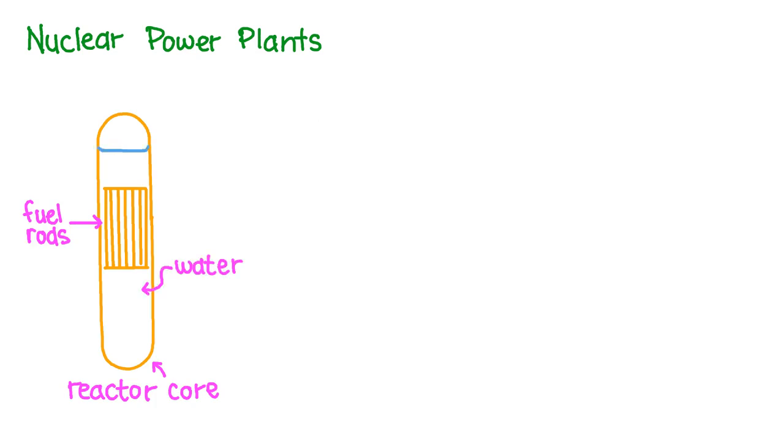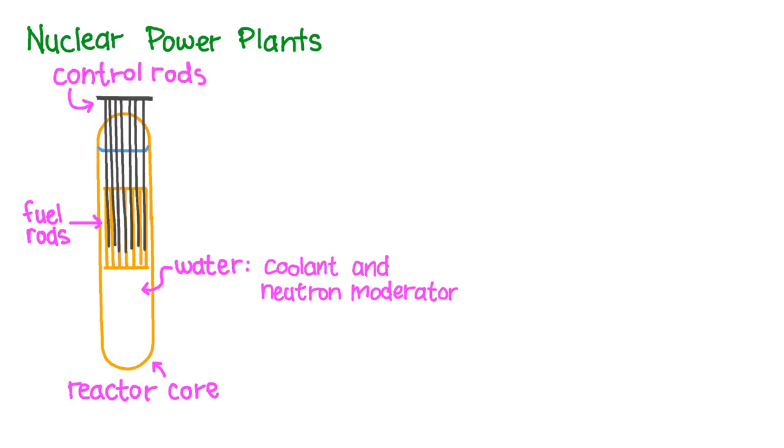The reactor core is full of water. The water acts as both a coolant for the reaction and a neutron moderator, so it slows neutrons down, ensuring more successful collisions. The last thing inside the reactor core is the control rods. The control rods are neutron absorbers. They are used to control the reaction in the reactor core.